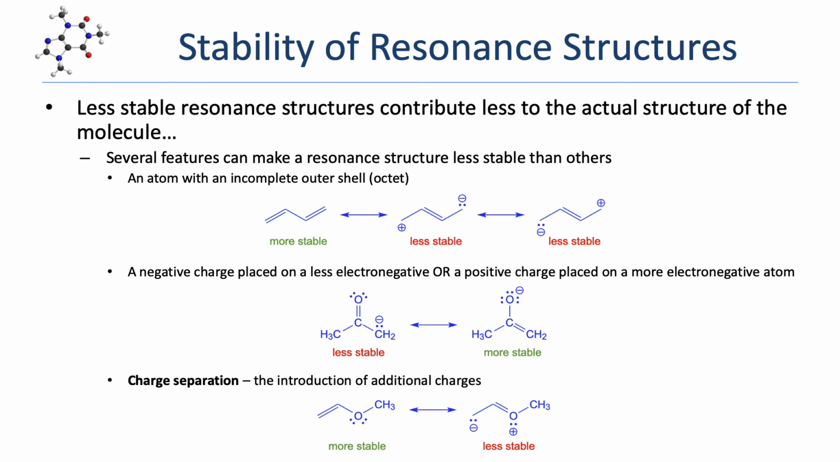Another thing that can destabilize one resonance structure compared to another is charge separation, the introduction of additional charges. So in this example, we again see that we have a pi system that involves a double bond adjacent to an atom with a lone pair. When we draw out the only remaining resonance structure, we see that we've introduced a pair of new charges. That's charge separation, and resonance structures that have charge separation are typically less stable than those that do not. And again, what this tells us is that most of the double bond character in this molecule is between the two carbons and not between the carbon and the oxygen.